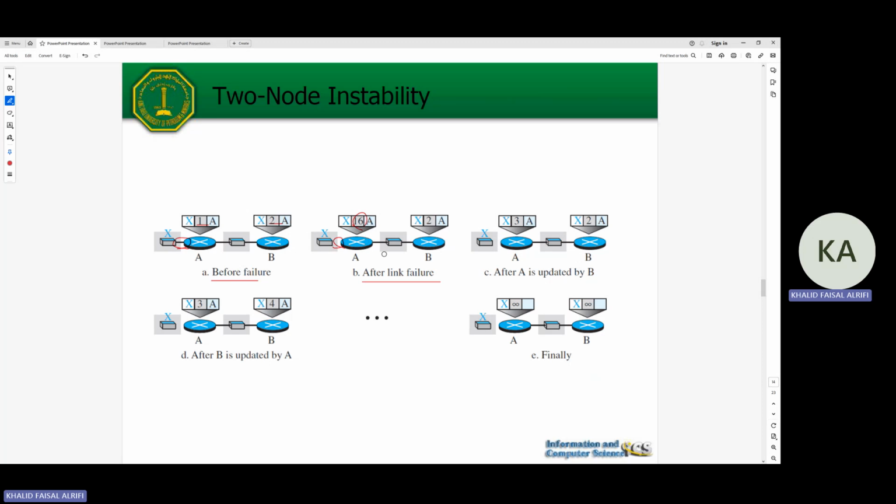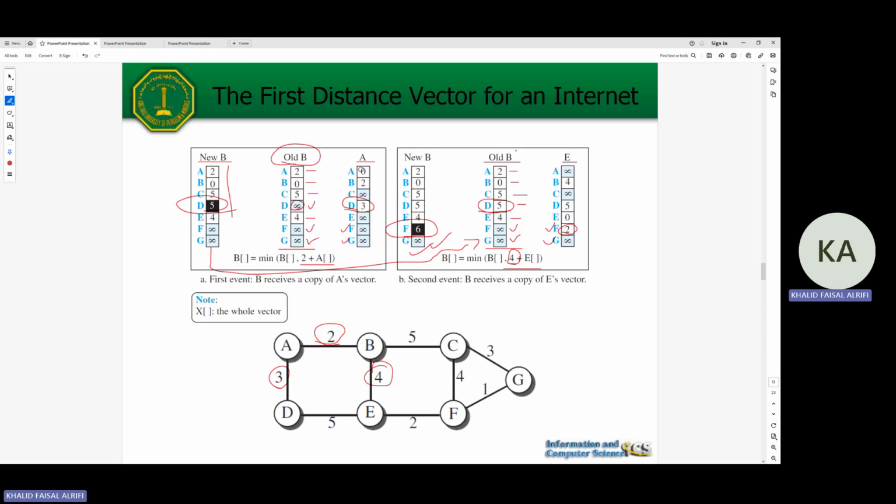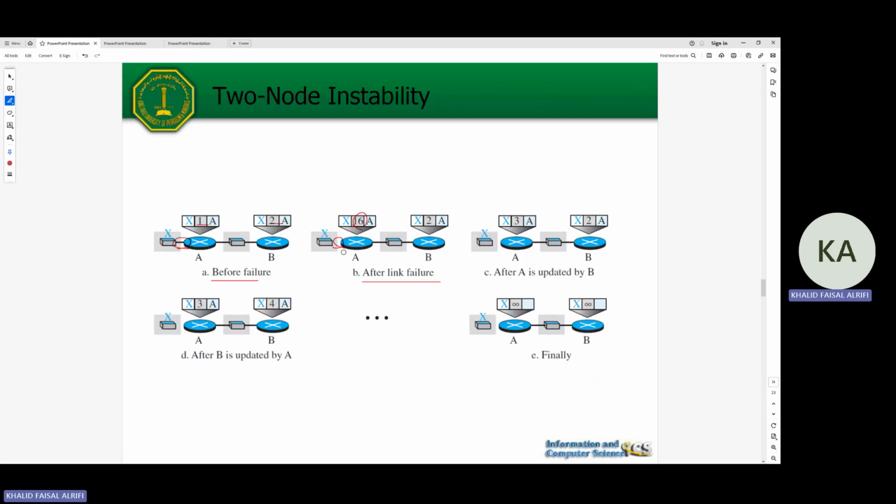Here it's A and B, right? So B will give a copy to A, and A will give a copy to B, and so on, in order to know the distances or the new weights between them. So now when I get a wrong or random number, what will happen? After A is updated by B: here if B is 2, then A is 1. But here I got something wrong, so it's 16.